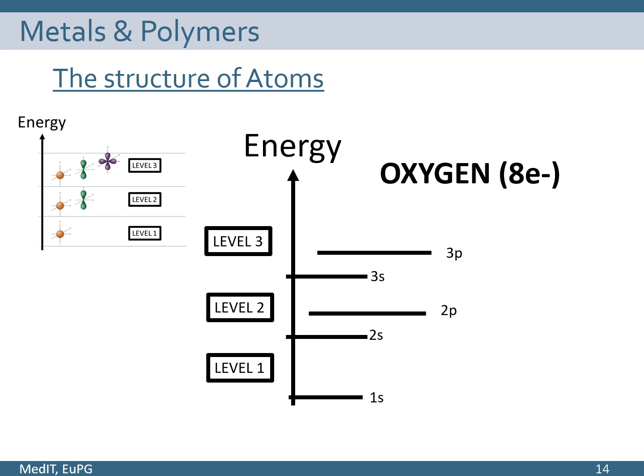Okay, let's say that you stopped the video, took the 5 minutes and did the exercise. So 5 minutes are now up. Here is a solution for oxygen. We have 2 electrons here in the 1s orbital, 2 electrons in the 2s orbital, and the 4 remaining electrons in the 2p orbital.